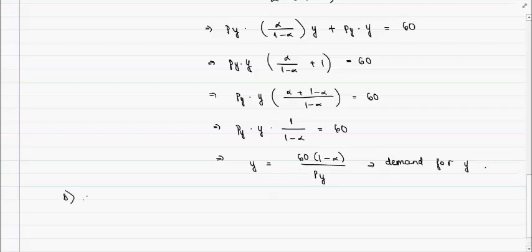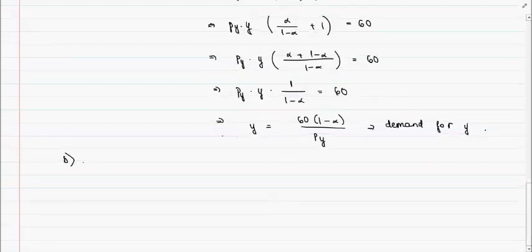Alright, so part B is asking you to confirm that the elasticity of demand is equal to -1. So we got a demand function. It's very straightforward to find the elasticity of demand. The elasticity of demand formula basically just measures the change in the consumer demand given the change in price.